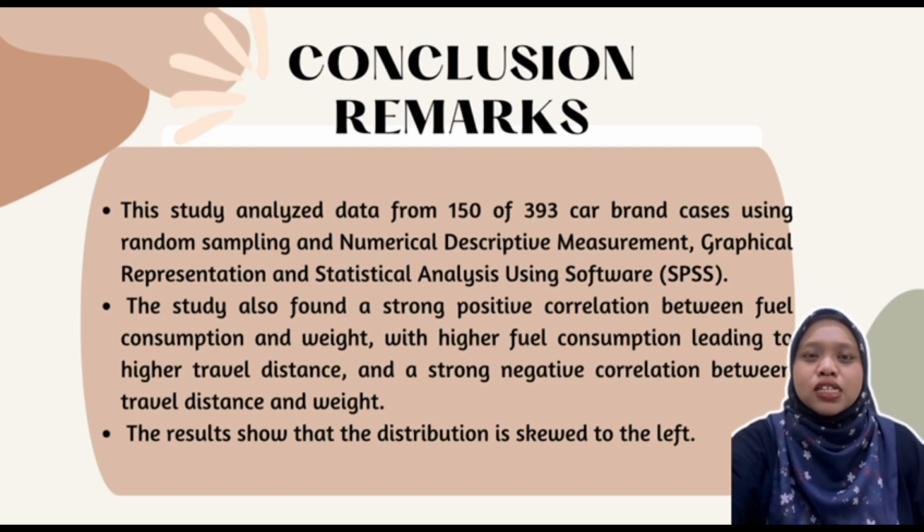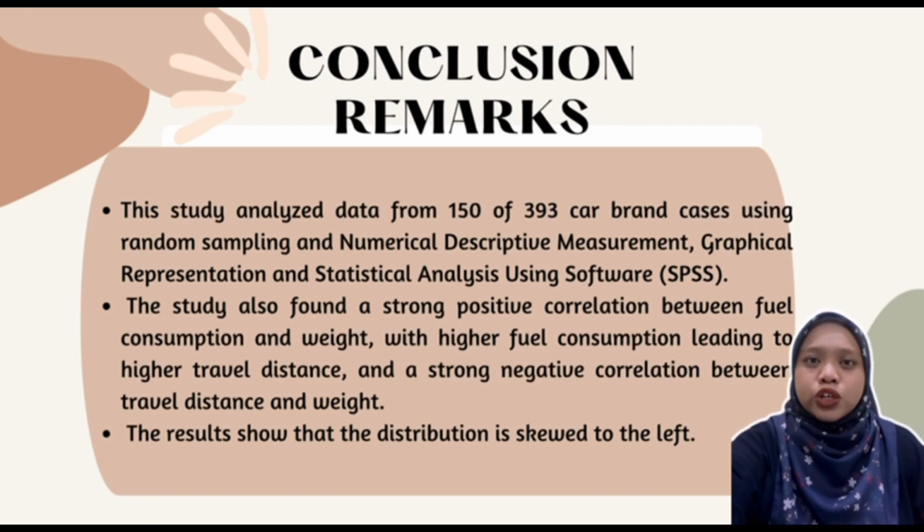So, we go to the last slide, conclusion remarks. In conclusion, this statistical study was conducted carefully to obtain the true value of each car brand's data. The random sampling used in this study is 150 observations from 393 car brand cases. From this sample, we successfully identified several factors studied. Several methods have been used to examine liters per 100 km, weight, and kilometers per liter. The methods used are numerical descriptive measures, graphical representation, and statistical analysis using the software SPSS.